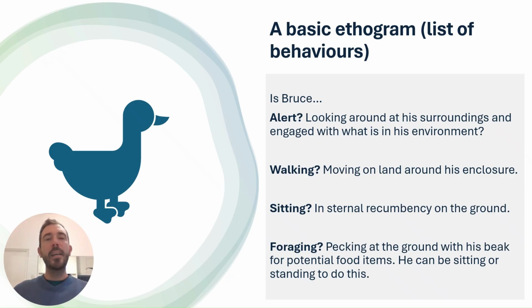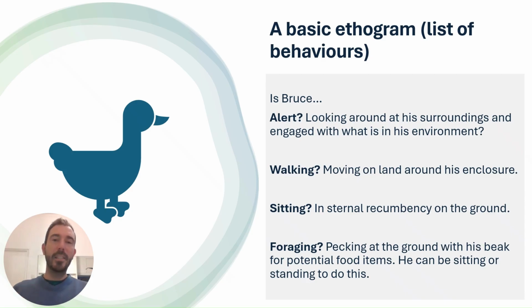Is he sitting, which means he's in sternal recumbency, he's sitting on his tummy, on the ground. He's not asleep, he's not resting, but he is sat down and not moving. And is he foraging? Is he pecking at the ground, either on various substrates, to look for potential food items? And he might be foraging while standing or sitting down.